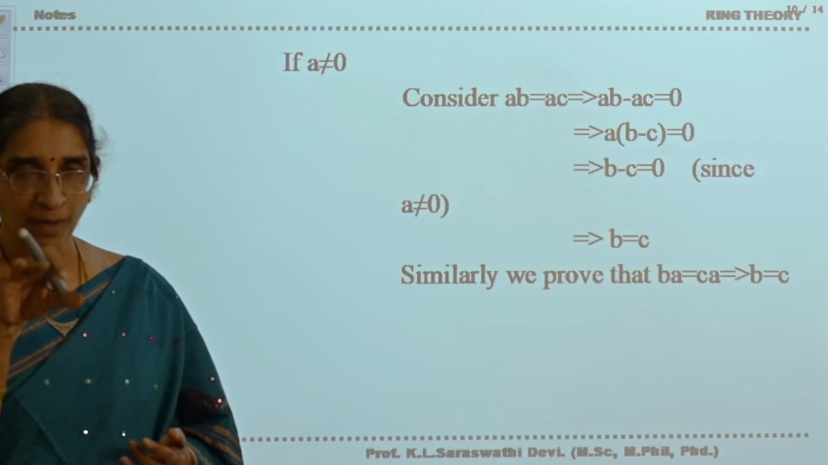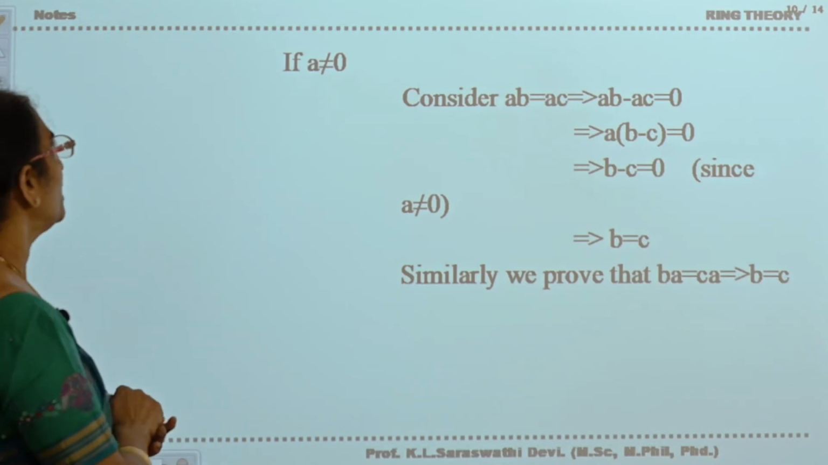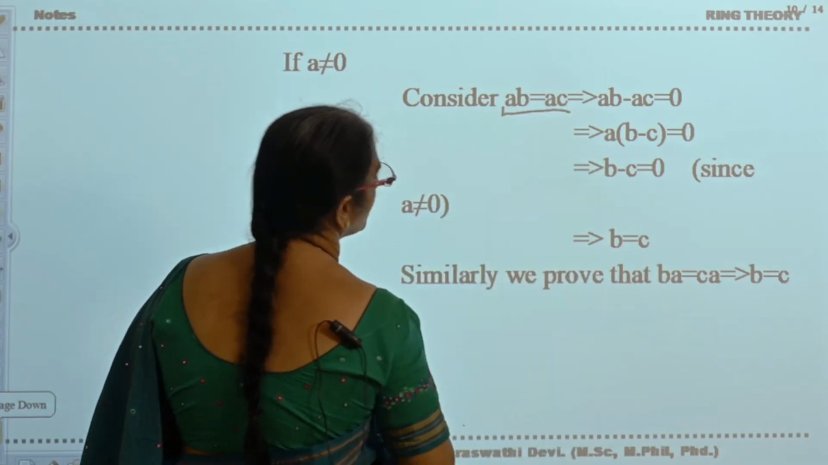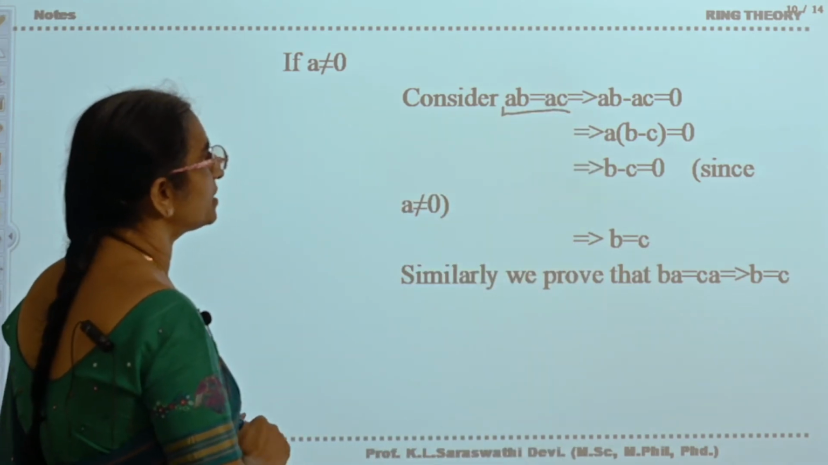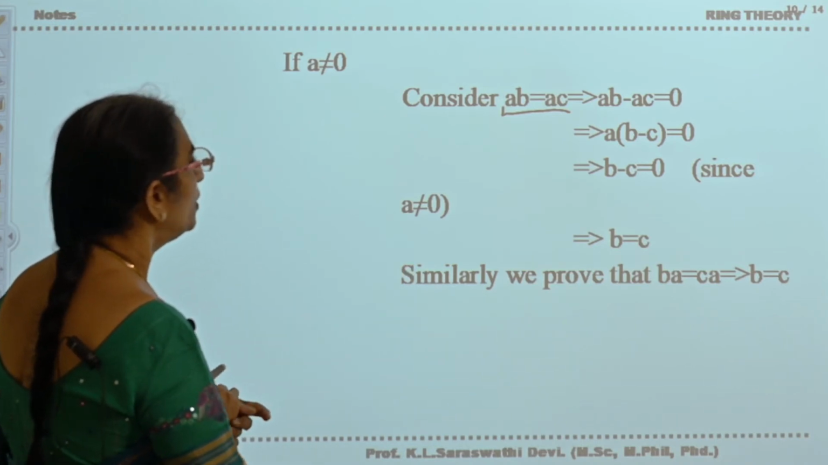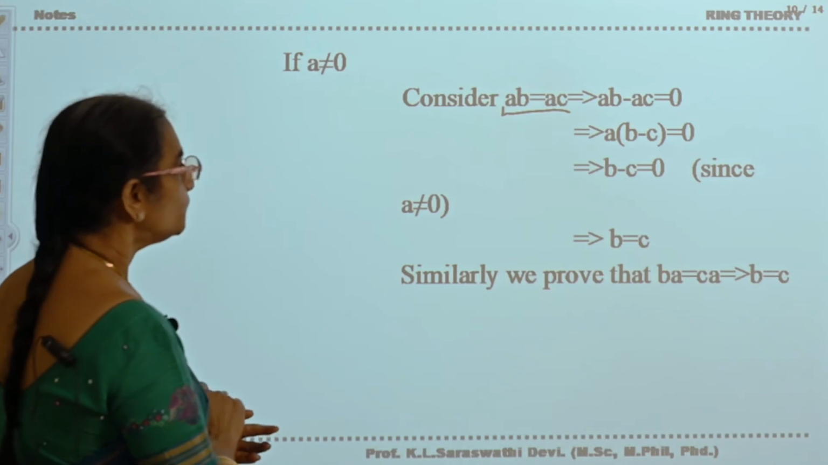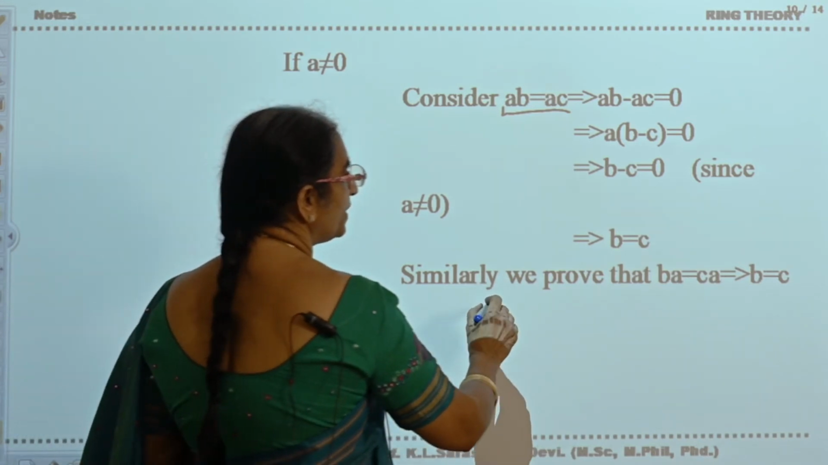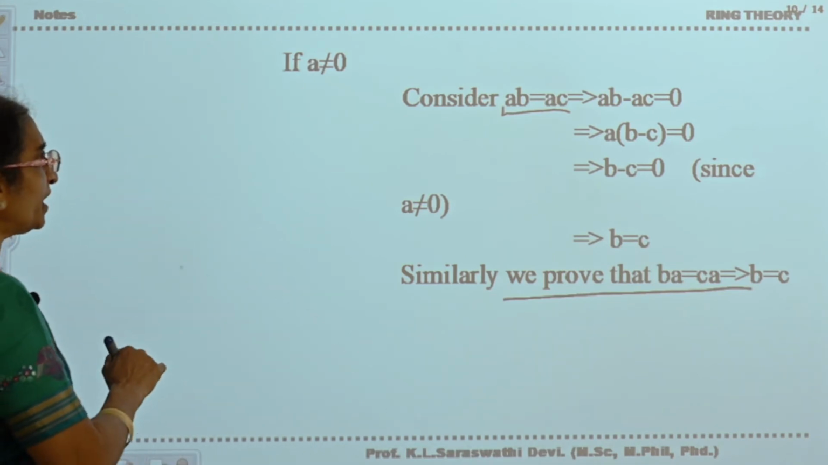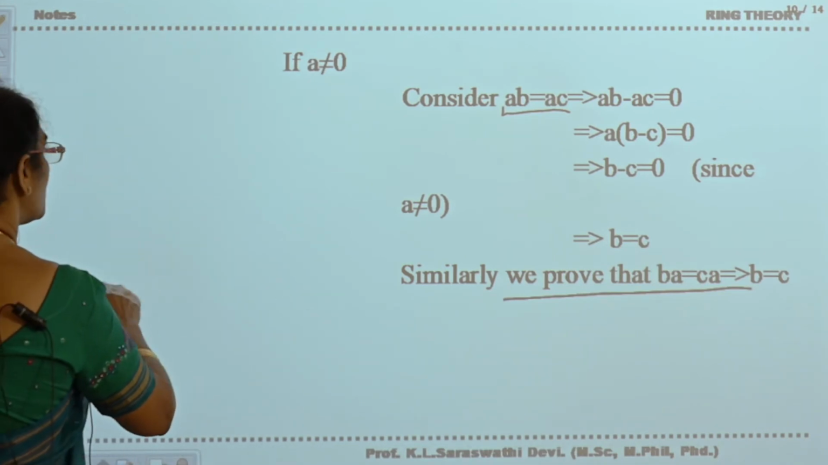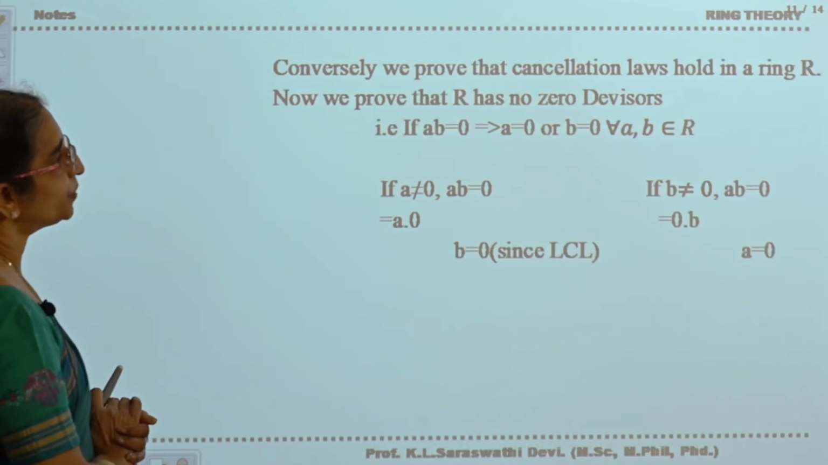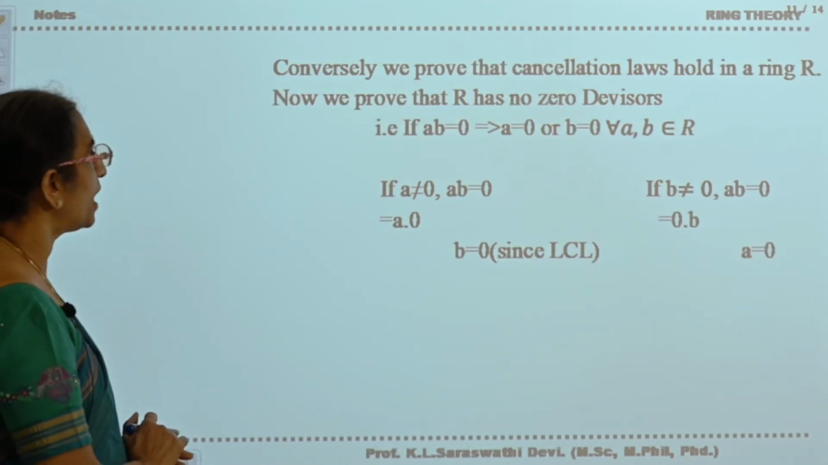That's why with respect to multiplication we have to verify. So if A is not equal to 0, consider AB is equal to AC. That is AB minus AC is equal to 0. Since A is not equal to 0, B minus C is equal to 0. Therefore, B is equal to C. Similarly, we prove that BA is equal to CA implies B is equal to C. Conversely, we prove that cancellation laws hold in a ring R.